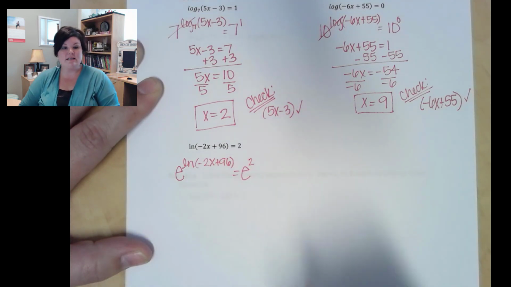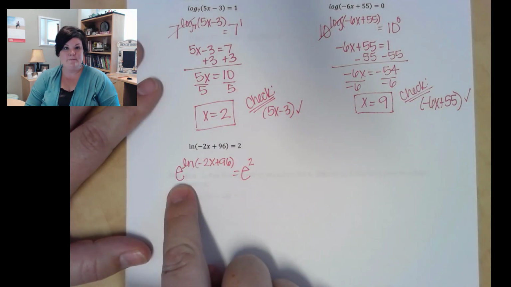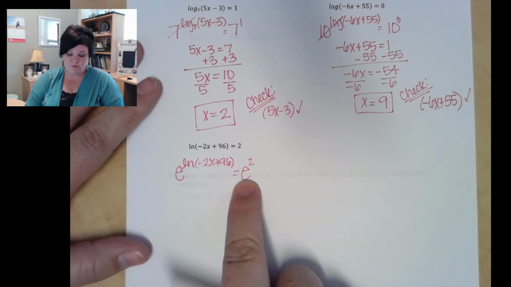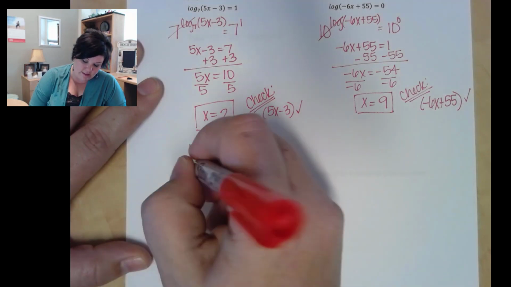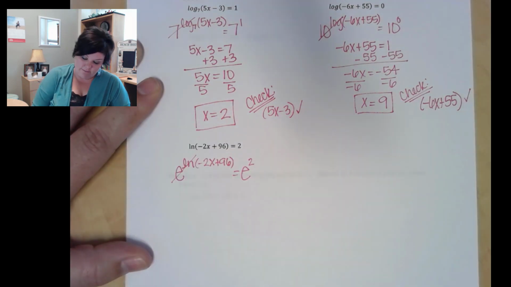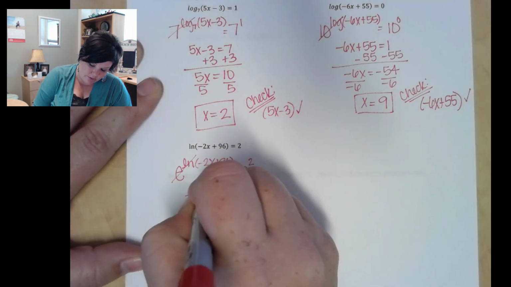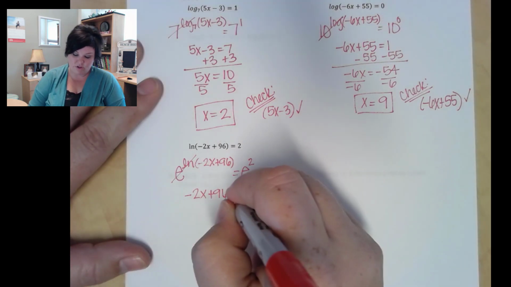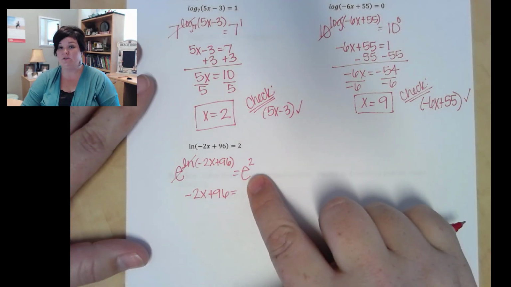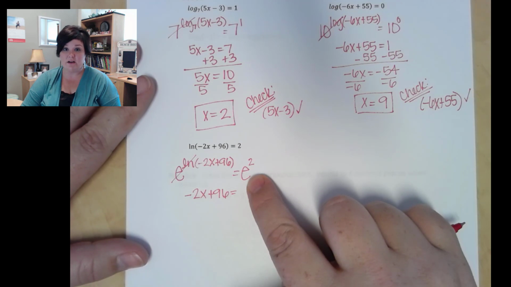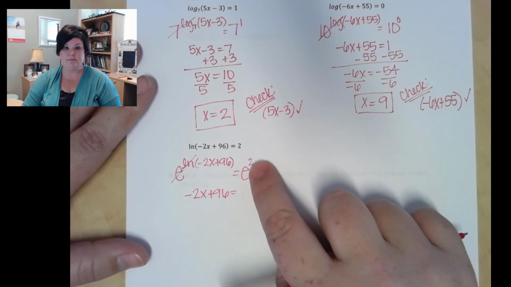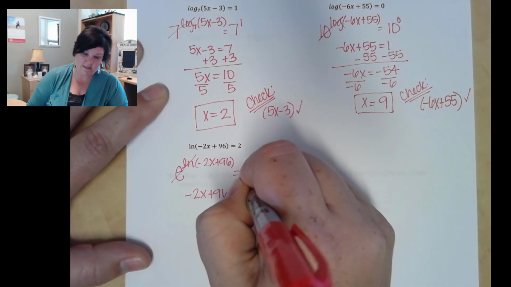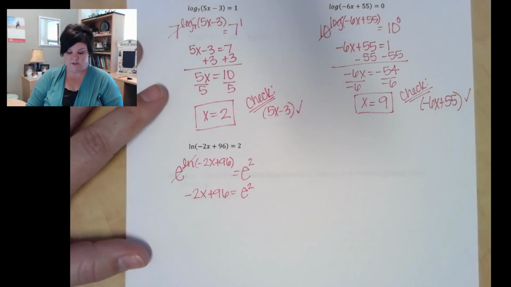If I put in an exponential base e on the left, I have to also put in an exponential base e on the right. So my e and my ln are inverses, so they cancel. And I'm left with negative 2x plus 96 is equal to e squared. This is something we can do on our calculator. This is the e button on our calculator, and we just want to raise it to the second power. But I'm going to wait until the end to calculate it. So for right now, I'm just going to leave it as e squared.